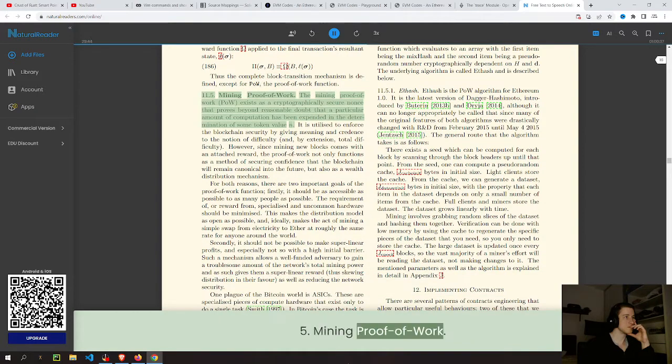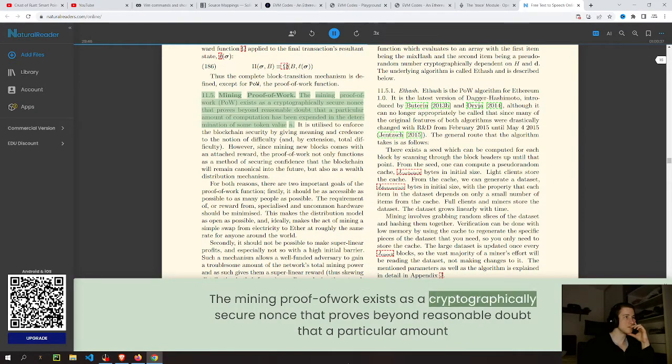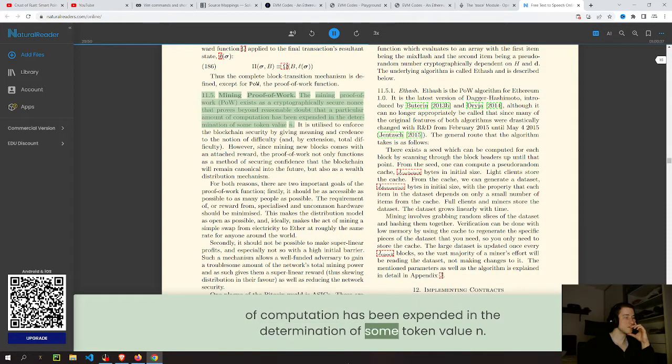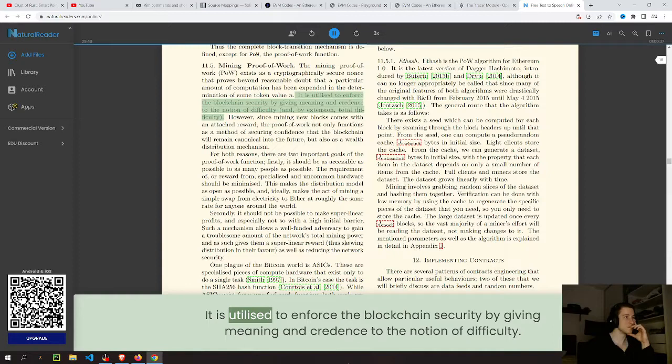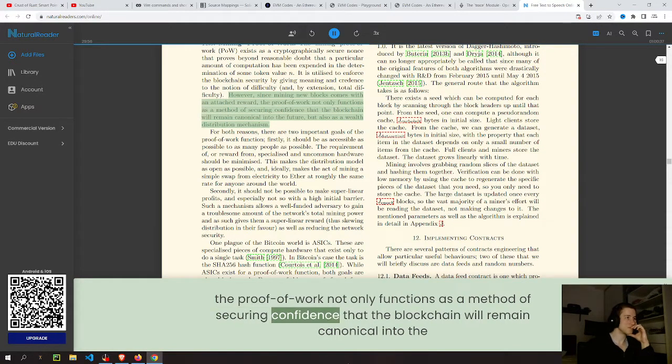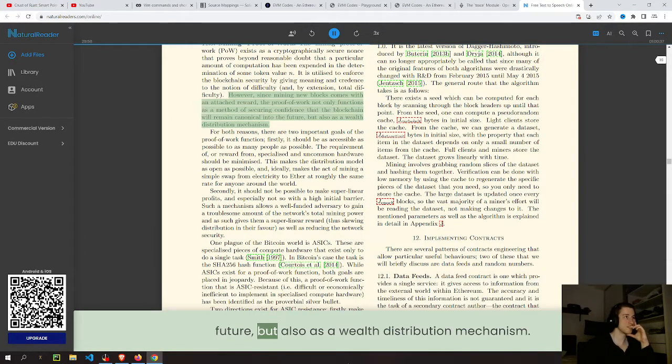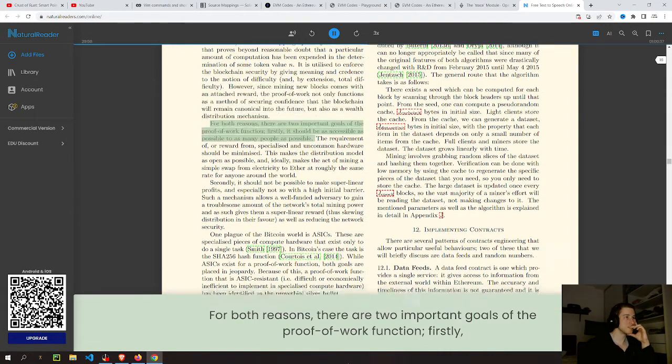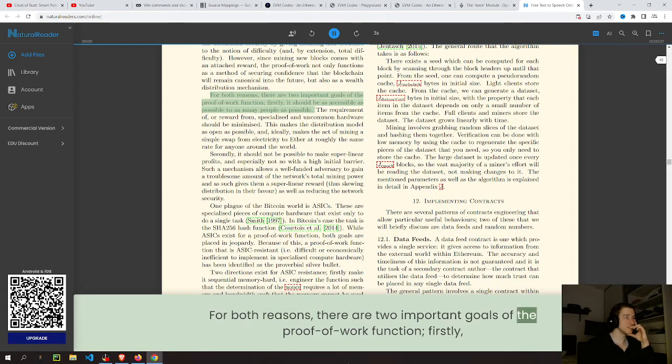11.5 Mining proof of work. The mining proof of work exists as a cryptographically secure nonce that proves beyond reasonable doubt that a particular amount of computation has been expended in the determination of some token value n. It is utilized to enforce the blockchain security by giving meaning and credence to the notion of difficulty. However, since mining new blocks comes with an attached reward, the proof of work not only functions as a method of securing confidence that the blockchain will remain canonical into the future, but also as a wealth distribution mechanism. For both reasons, there are two important goals of the proof of work function.